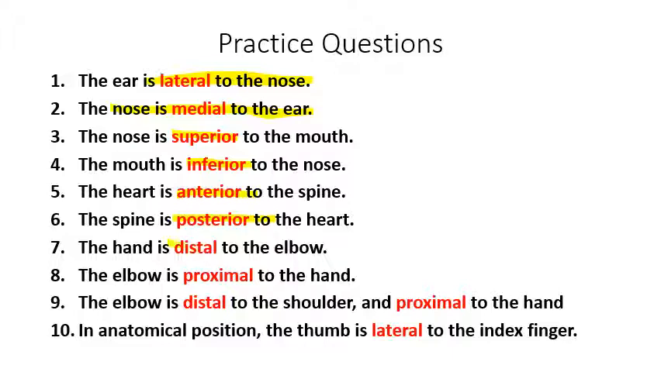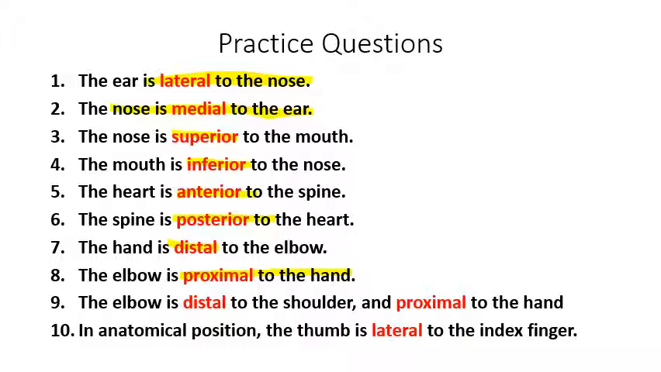The hand is distal to the elbow because it is farther away from the torso than the elbow. The elbow is proximal to the hand because the elbow is located closer to the torso than the hand is. If you say the elbow is proximal to the hand, that kind of gives the impression that the elbow is located close to the hand, but we're not actually talking about how close the elbow is to the hand. We're talking about how close the elbow is to the torso.